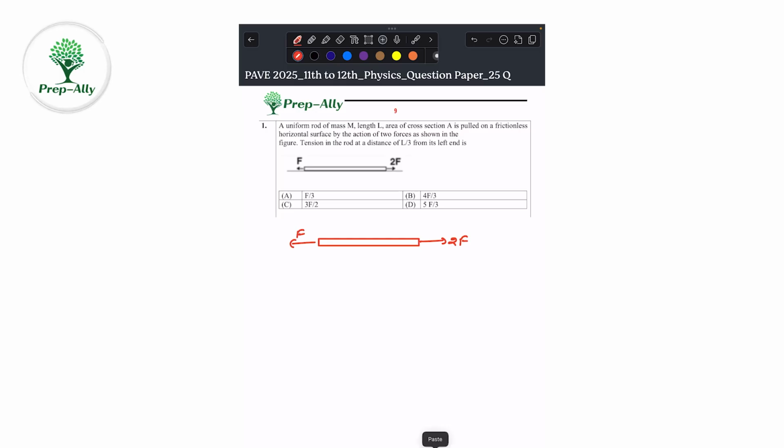Due to this 2F and F, the net force on the rod will be F in that direction, and the acceleration will be total force divided by mass. So acceleration here we got. Now at this point we have to find tension. So I'll break this rod into two parts. This part will be of length L by 3 and this part will be of length 2L by 3.